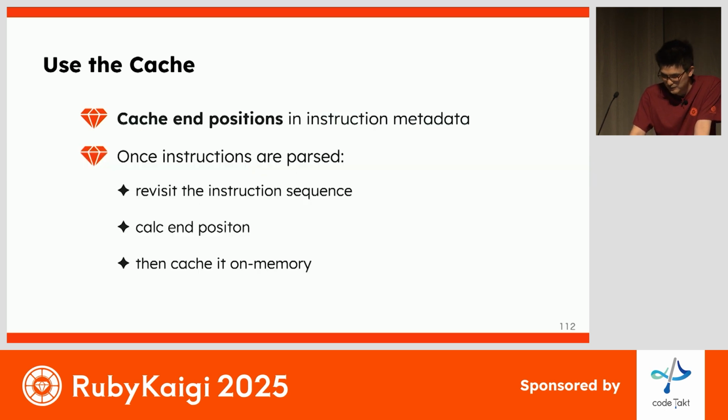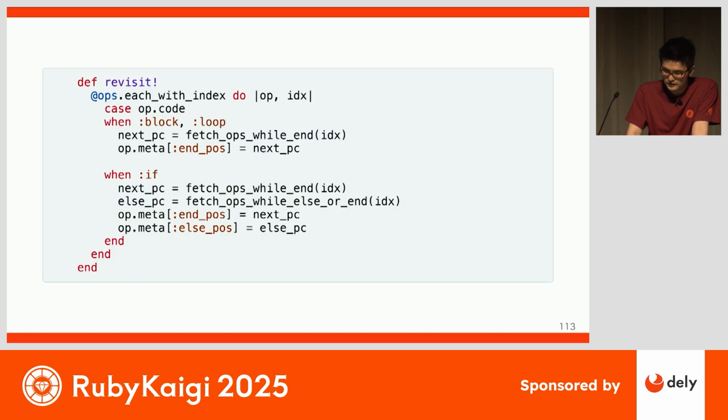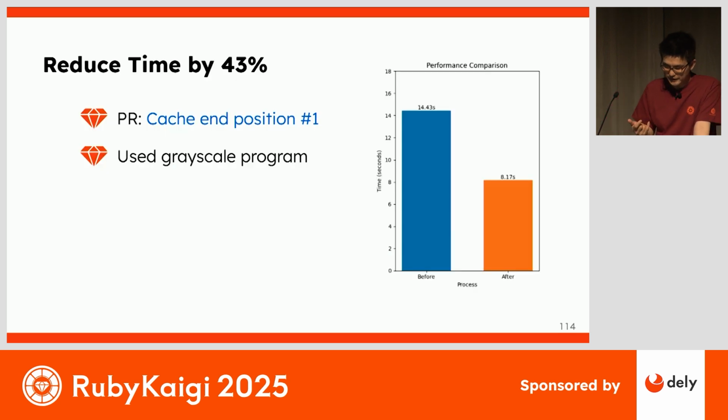So assuming that instructions aren't dynamically rewritten, I pre-calculated the end positions and cached them. After parsing the instructions once, I iterate through them again, calculate the end positions, and cache them. This change reduced execution time by 43% for the grayscale benchmark.